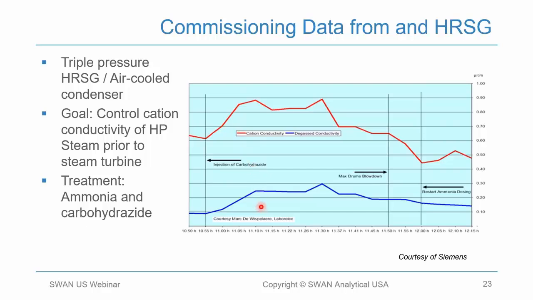being driven off of the carbohydrazide. At this point, they increase the drum blowdown, and you see a significant decrease in the cation and a slight decrease in the degassed cation because the degassing unit is removing most of the CO2. And then at this point, they begin feeding ammonia, and you see the impact on the cation conductivity and degassed conductivity.